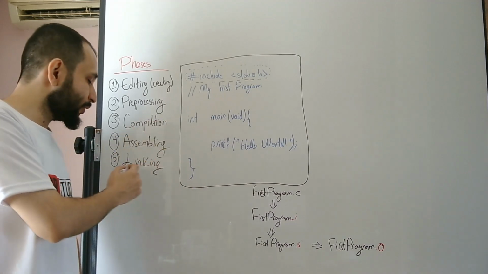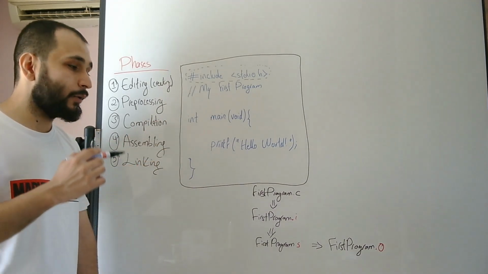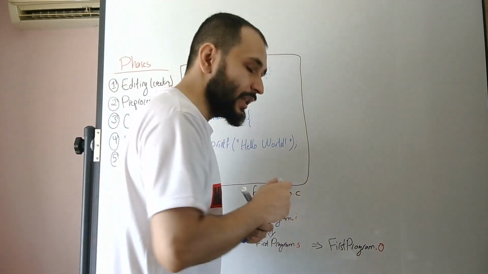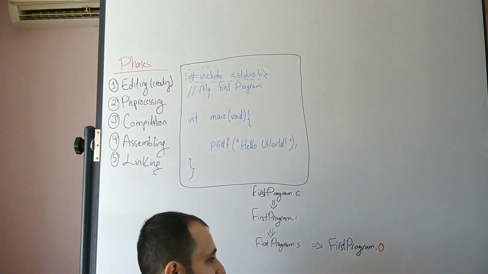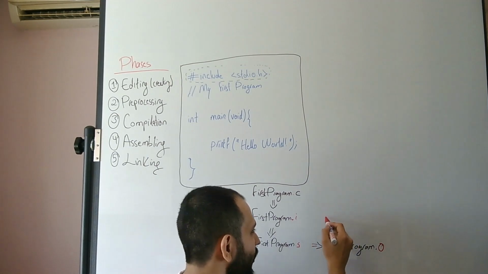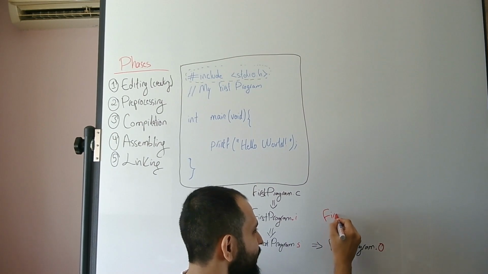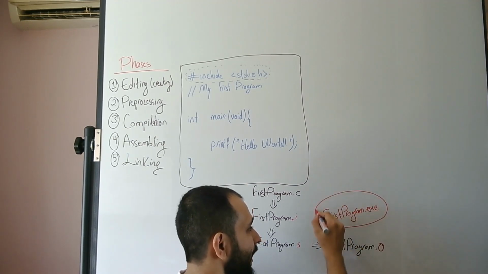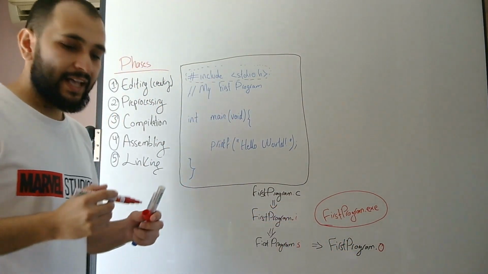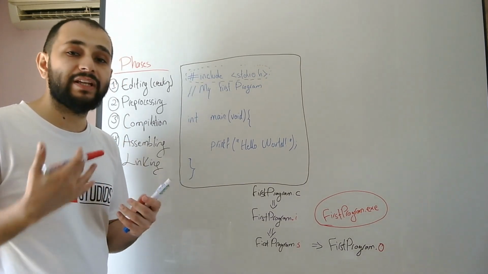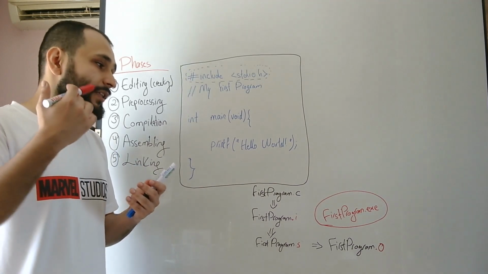So finally, the output of the linker is going to be our executable program, and you know that the executable program will have a .exe extension. So let me write it down for you in here. The output of our program is going to be the first program.exe file. And by now our program has been completed and the compilation process has totally been completed, and now we are ready to load and execute this program.